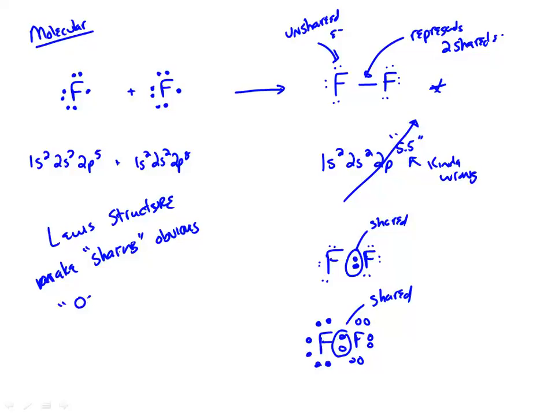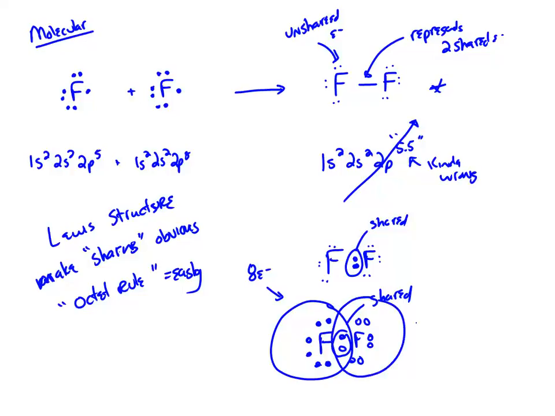And they also make keeping track of that octet rule pretty easy, in that if I take a look at this fluorine, it has 8 electrons that belong to it. And if I take a look at this other fluorine, it also has 8 electrons that belong to it, meaning it's very easy to just count dots, right? It's a lot easier than doing the 1s2, 2s2, 2p5.